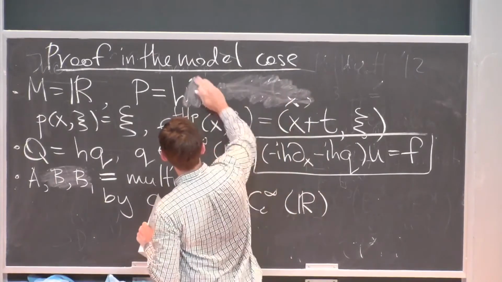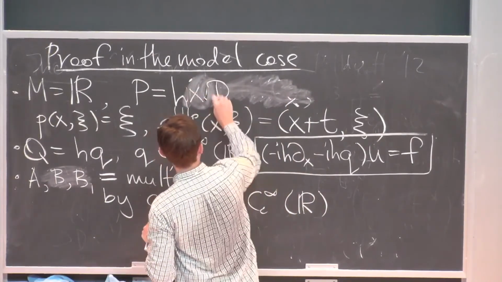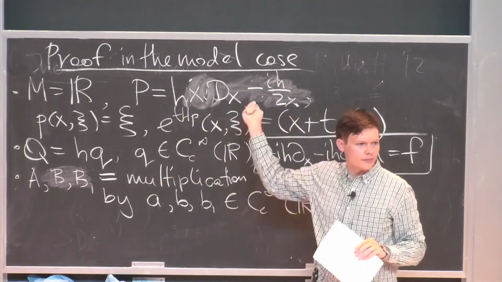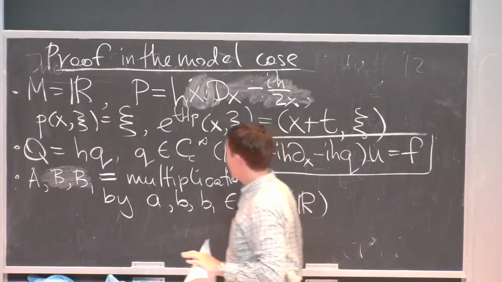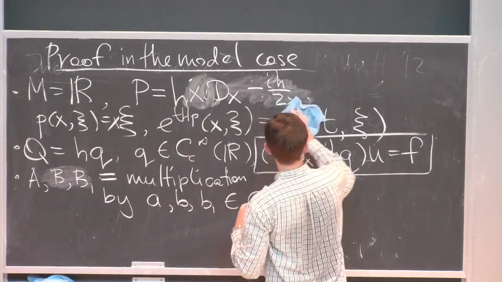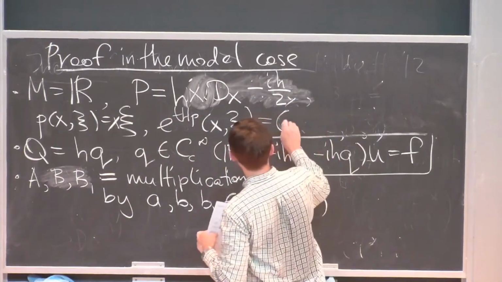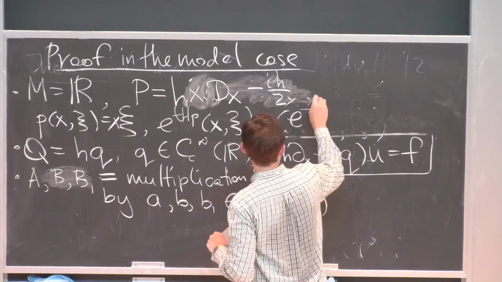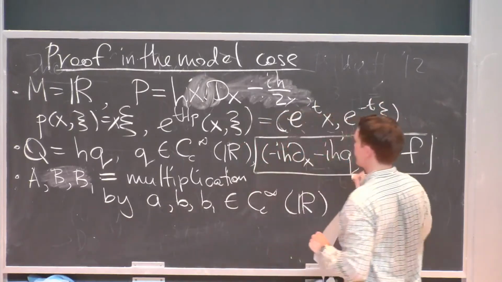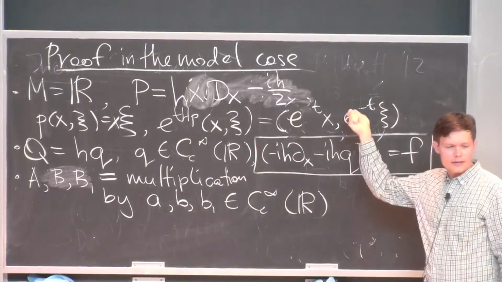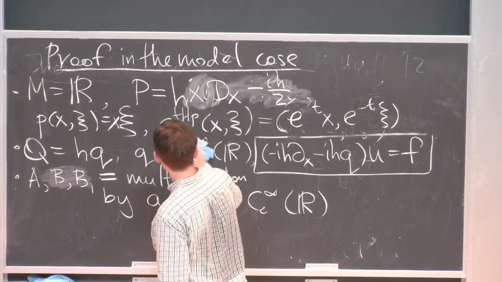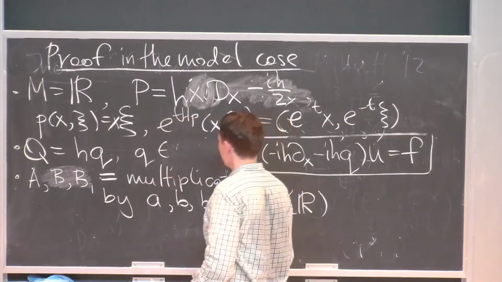It's this operator, P = hx D_x minus ih/2, on R. Because remember, I want my P to be self-adjoint. So that makes it self-adjoint. Now my little p is x times ξ. The flow is going to look something very different. It's going to look like e to the tx, e to the minus tξ. That's the Hamiltonian flow of x times ξ. It's this hyperbolic flow. Now, I'm going to assume that my q is a constant.